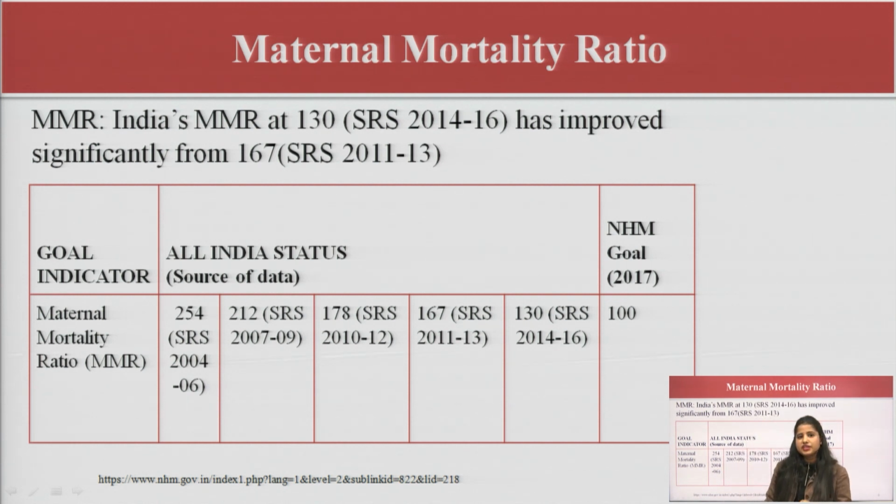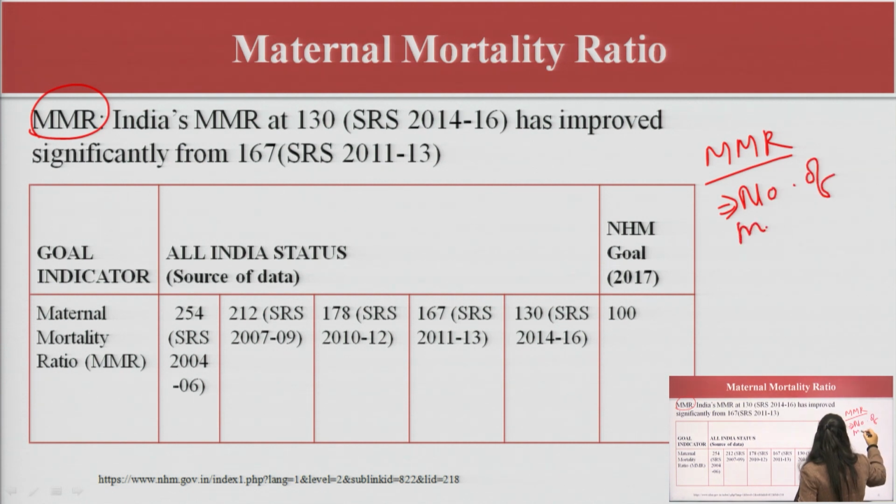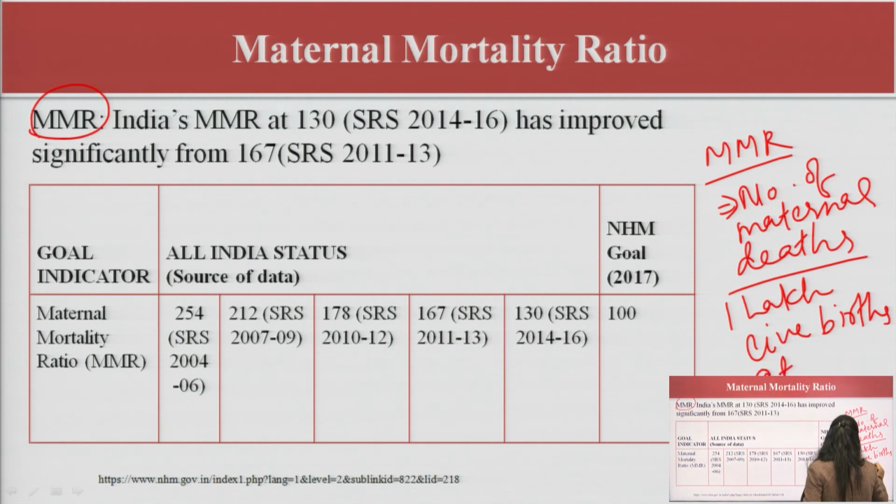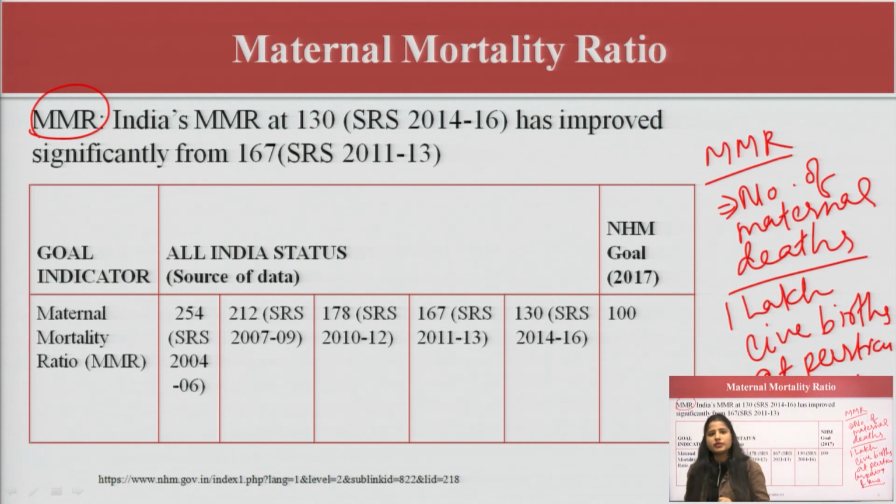Now, there is one ratio we are calculating, and on that basis we decide whether the programs are going well or not. This ratio is called MMR, the maternal mortality ratio. What do we mean by this? Maternal mortality ratio means the number of maternal deaths per 1 lakh live births, meaning how many babies are born alive in a particular period of time. So, this is known as MMR, maternal mortality ratio.